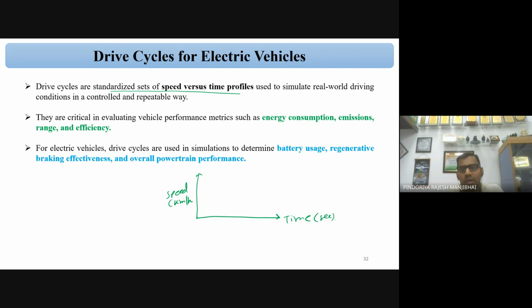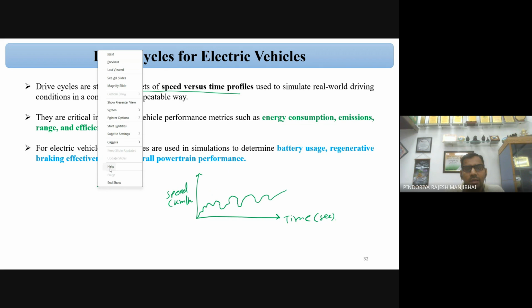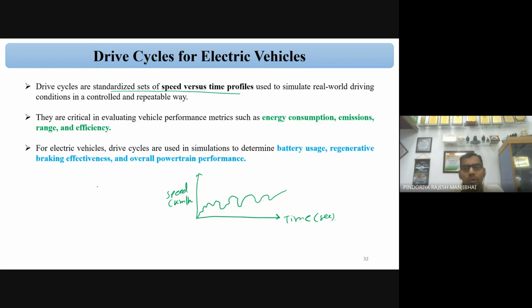So we have to start our vehicle, maybe with a profile something like this, because we cannot continue at a steady state value, correct? Suppose somebody says it is a linear line, it is not a linear line. We cannot always operate the vehicle in steady state condition. It is not like that. So sometimes there is acceleration, sometimes de-acceleration, and this type of drive cycle is there.